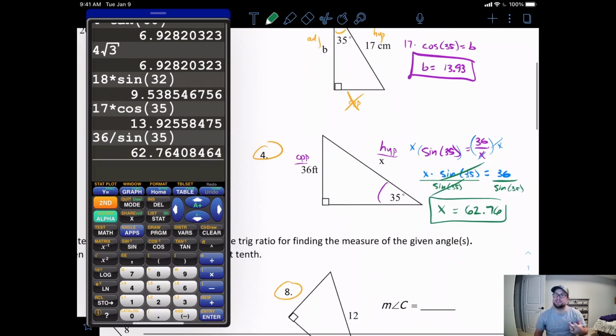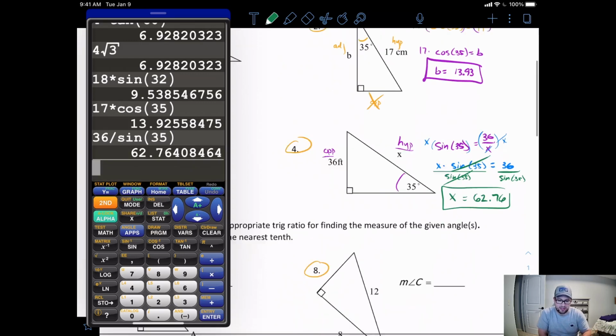And that would make sense as it's bigger than our other side over there. If it was smaller, we'd have an issue because it's our hypotenuse.